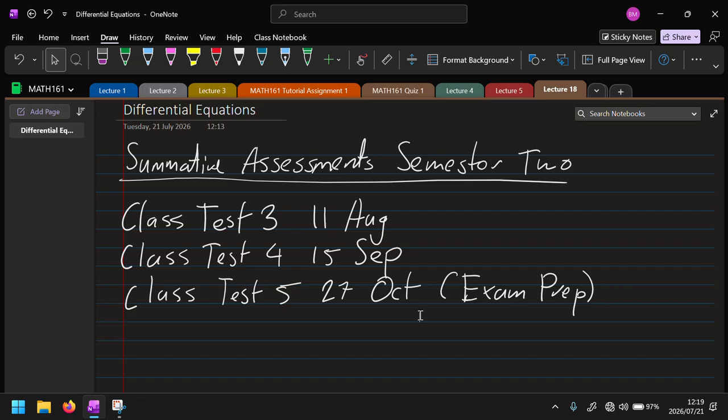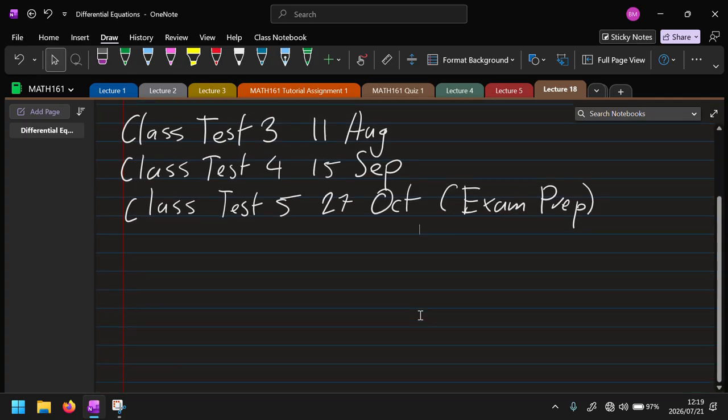If there's a major clash, then we might have to write on the Saturday, but hopefully these dates are fine. All of these will be Tuesday for now, but we can move them around.